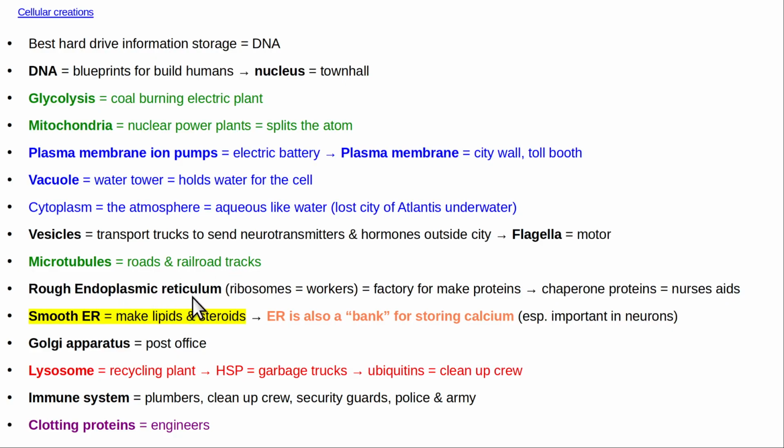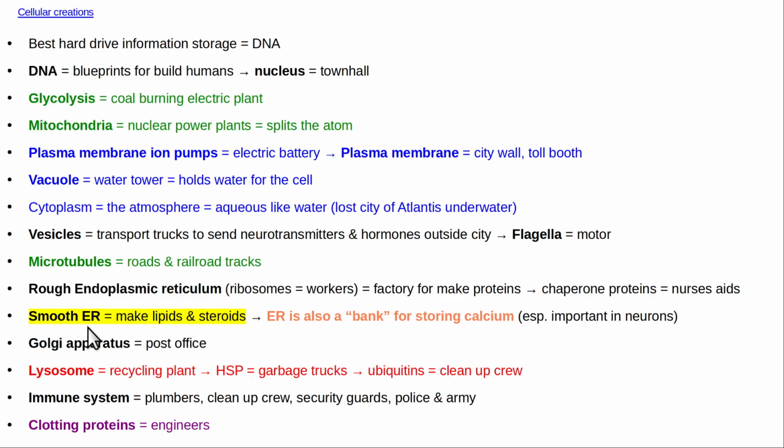Rough endoplasmic reticulum is a spot for protein synthesis. The rough refers to the ribosomes, and they're also sometimes called the workers for making proteins. So it's a factory for making proteins. And proteins can do all kinds of things. Most of the things done in the cell are done by proteins. There are things called chaperone proteins that help a protein to fold correctly. And they're kind of like nurses' aides helping an elderly patient to get dressed.